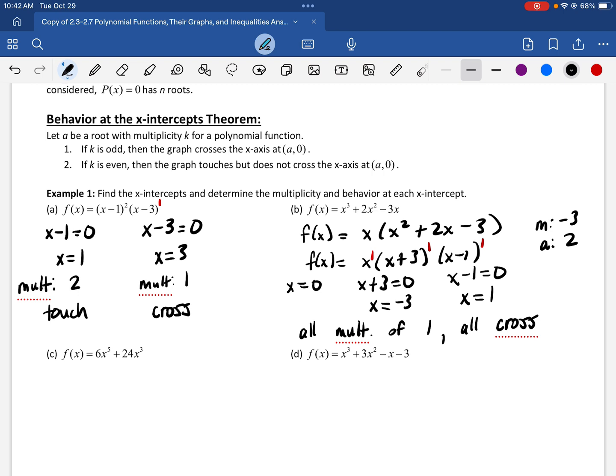I would encourage you to try C and D. Just to give you a hint to start out with, both need to be factored, and once you get those factors, set them equal to 0. Then go into Moodle and check the answer key to see how you did on those two.